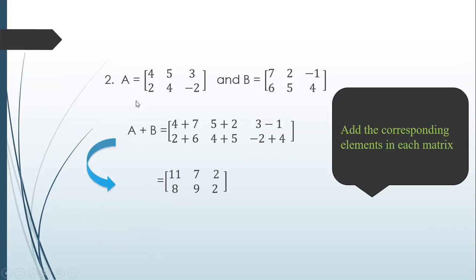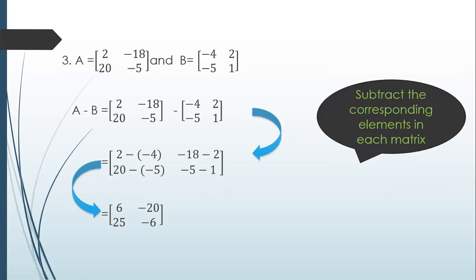The next problem. Here A is a 2 cross 3 matrix and B is a 2 cross 3 matrix: 2 rows, 3 columns. Here also 2 rows, 3 columns. Therefore, the order is the same. Add the corresponding elements in each matrix. A plus B: 4 plus 7, 5 plus 2, 3 minus 1, 2 plus 6, 4 plus 5, minus 2 plus 2. Therefore, 4 plus 7 is 11, 5 plus 2 is 7, 3 minus 1 is 2, 2 plus 6 is 8, 4 plus 5 is 9, minus 2 plus 4 is 2.